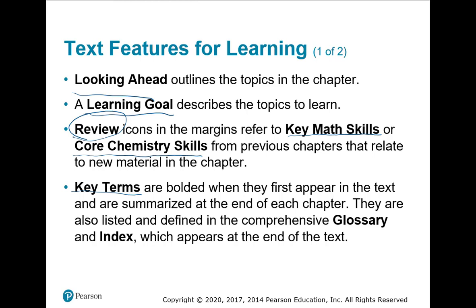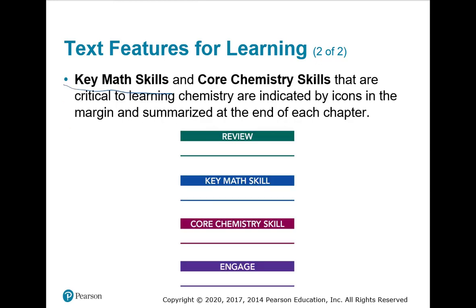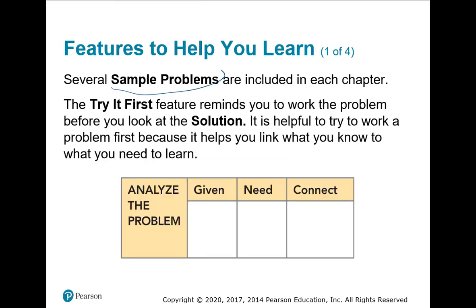There are key terms that are bolded when they first appear in the text, and then they're summarized at the end of the chapter. And they're also in the glossary and the index at the end of the book. We have key math skills and those core chemistry skills that are critical to learning chemistry, indicated by icons in the margin and summarized at the end of each chapter. There are lots of sample problems in each chapter. So do. The Try It First feature reminds you to work the problem before you look at the solution. It's easy to cheat and go right to the solution. Don't do it. It's not going to help you.